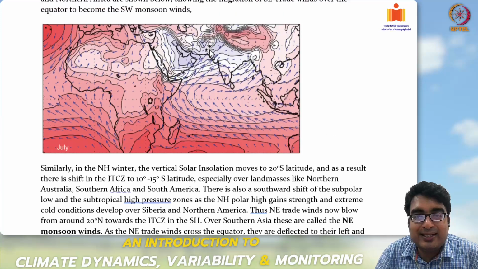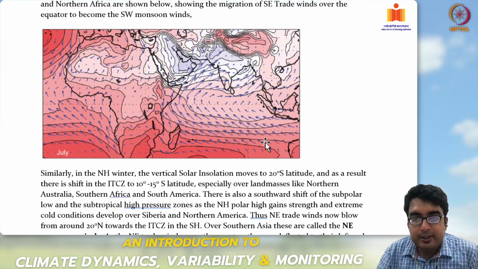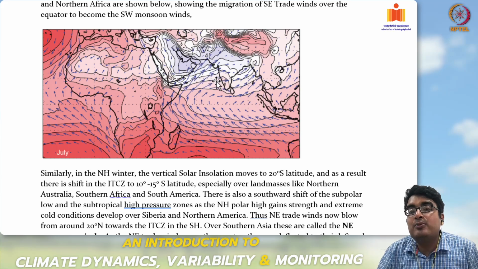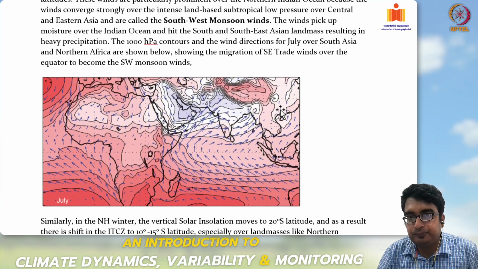And this you can see here particularly prominently. So these are the southeast trade winds crossing the equator, heading towards the intertropical convergence zone, which is now over the Asian and the African subcontinents, and becomes the southwest monsoon winds, which bring rainfall over this entire region.